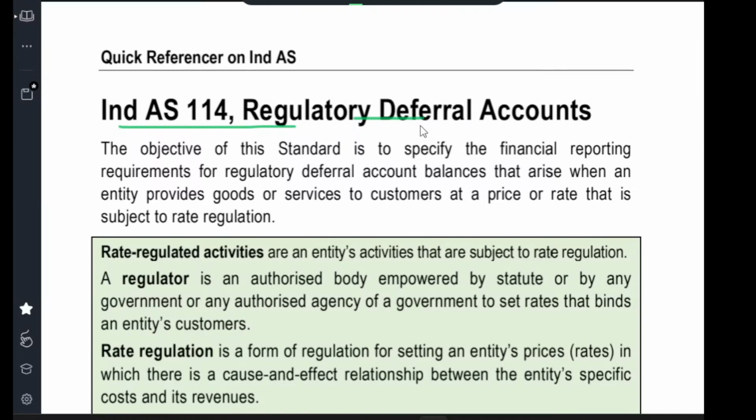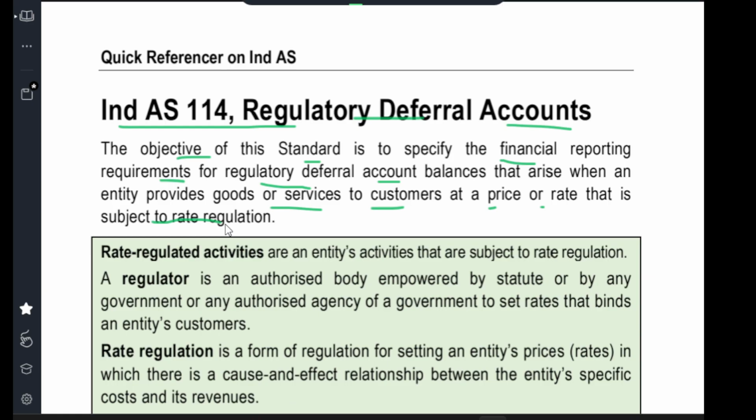Ind AS 114, regulatory deferral accounts. You'll read: the objective of the standard is to specify the financial reporting requirement for regulatory deferral account balances that arise when an entity provides goods and services to consumers at a price or rate that is subject to rate regulation.